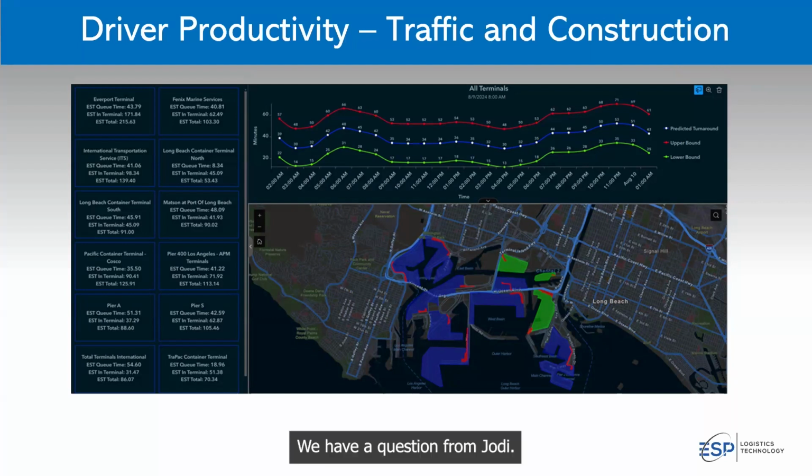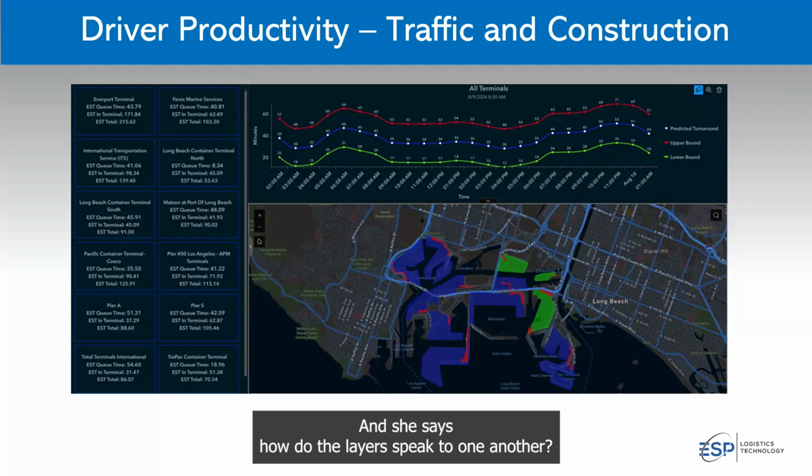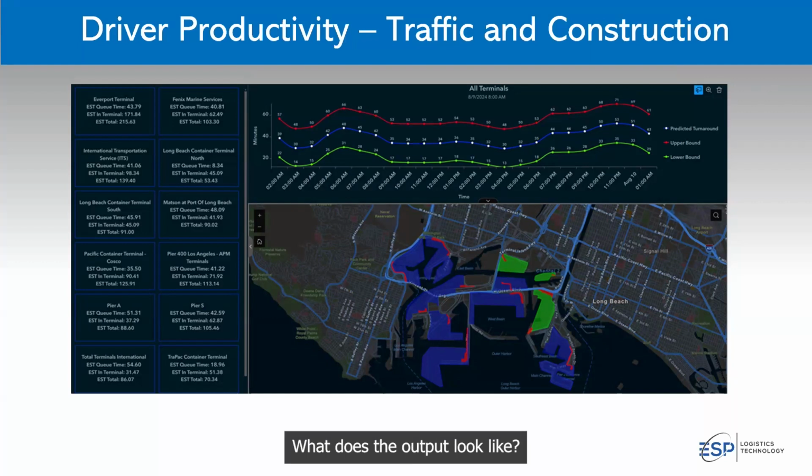We have a question from Jody. Okay. So she says, how do the layers speak to one another? What does the output look like?